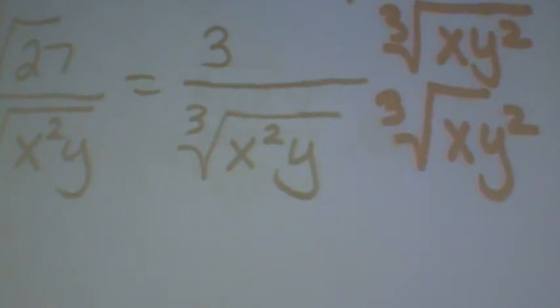And then you need two more y's, so that's why you do y squared. You're figuring out what else you need to make a set. So whatever the index is, you need groups of that many to pull it out. Okay, I got to this point and I simplified.